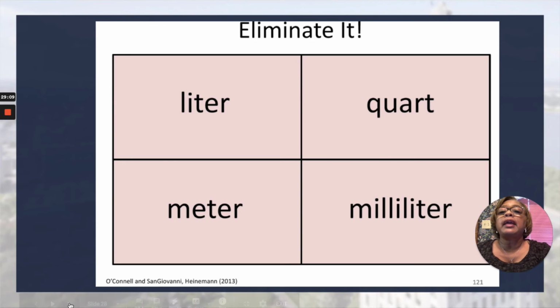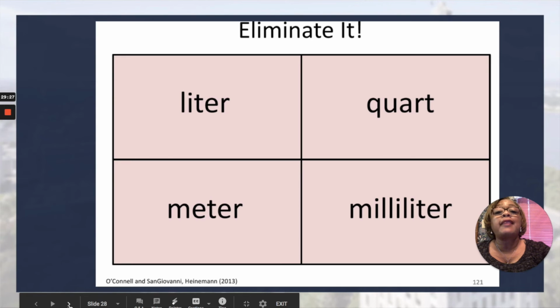Here's a very simple routine. Eliminate it. Now, this is one that actually uses some measurement terms. And so students look at those 4 terms. They have to choose one to eliminate, and they have to tell why. And they need to use mathematics and reasoning to tell why that one does not belong.